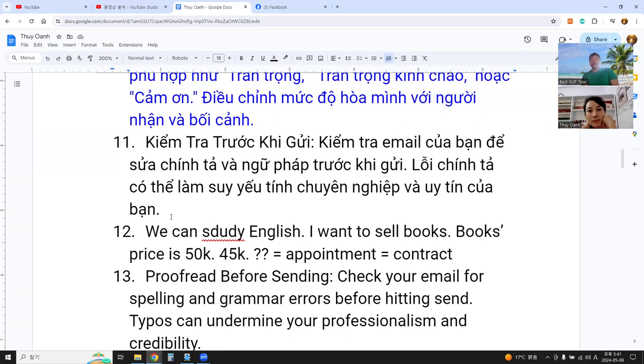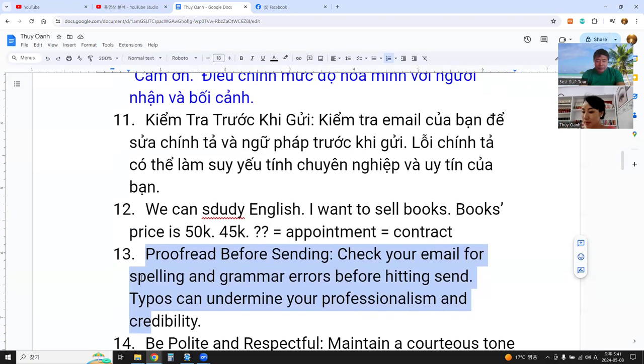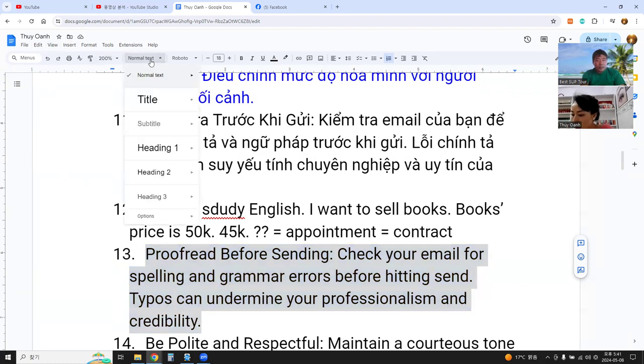So proofread before sending. Check your email for spelling and grammar errors before hitting send. Hitting send means we use email, send, and then go. Typos can undermine your professionalism and credibility. Typo means typography. For example, I can write 'typograph' here, and maybe I can change the typo from normal text.